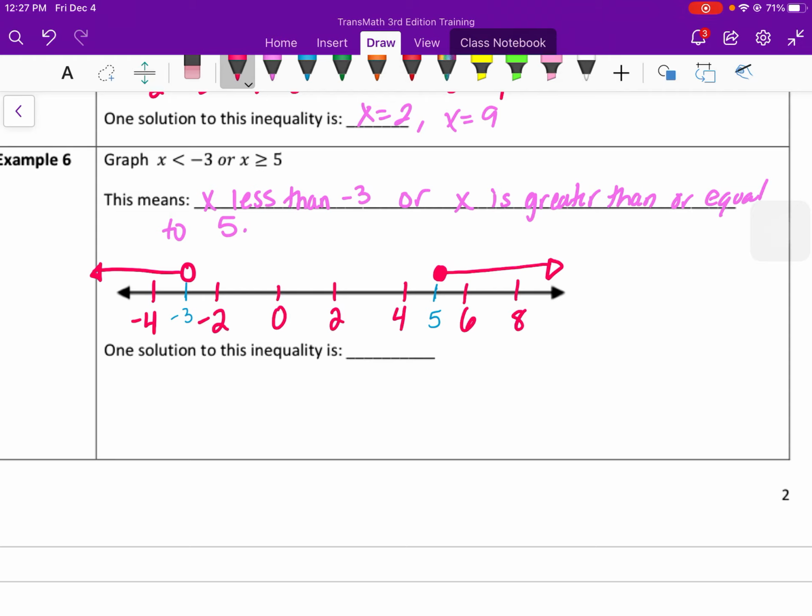A solution to this inequality would be anything less than negative 3. So you could do negative 4, negative 3.5, and then or anything greater than 5, including 5. X equals 5 could be a solution. Or x equals 100 is greater than 5. So it's one or the other. Either it's less than negative 3 or it's greater than or equal to 5.